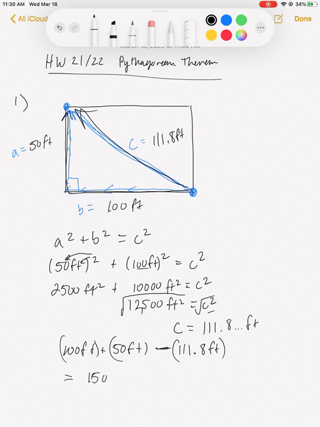So it's going to be 150 feet, subtract off 111.8 feet. And using my calculator, I get about 38 feet. Okay, that's the distance they save.